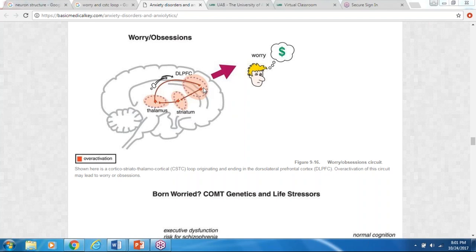So worry is a loop. It's hyperactive. The thinking, what am I going to do about it? There's nothing to do about it.